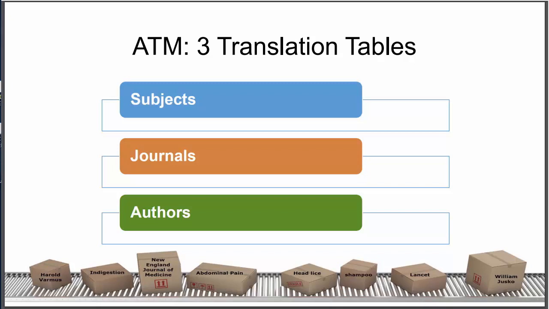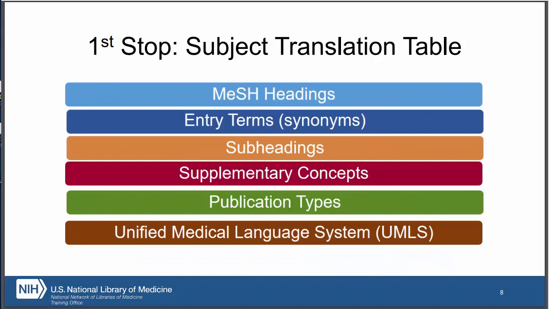Okay, so we're going to take an even closer look at the subject table, which is the first stop on the conveyor belt. PubMed will look at all of these sources to try to find a match for your terms during the first stop. It's going to look at MeSH headings, entry terms, subheadings, supplementary concepts, publication types, and the Unified Medical Language System. And this may be a new source of information to you.